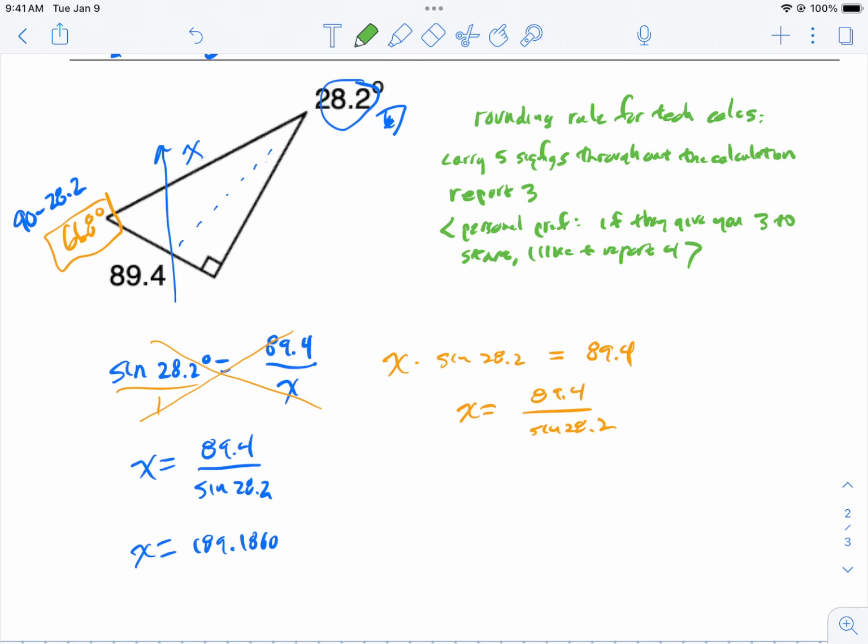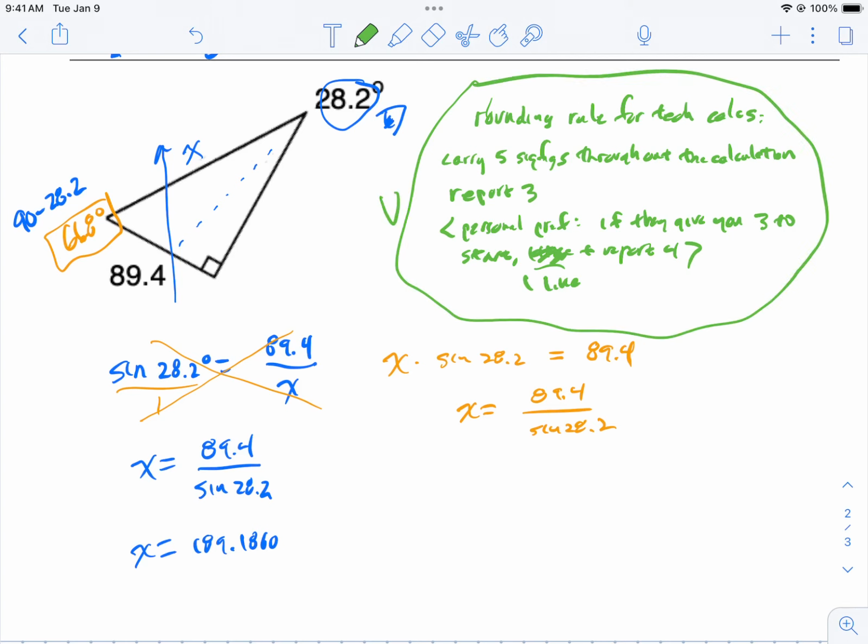To me, that's, I don't know, I get nervous rounding things. I prefer to report 4. Looking at this problem, usually you'd round your answer back to 3, so we would report 189. But because I'm me, I like to follow my own preference and say, no, they started me with 3, I'm going to report 1 more.